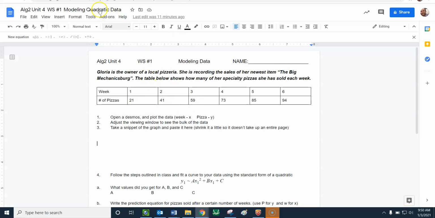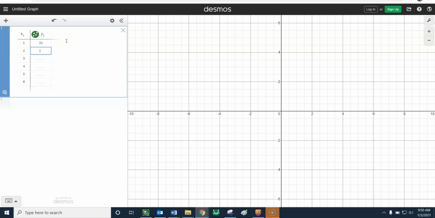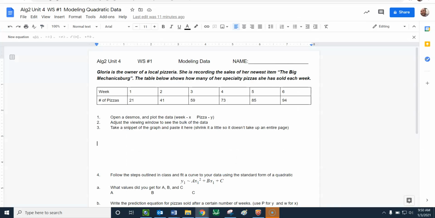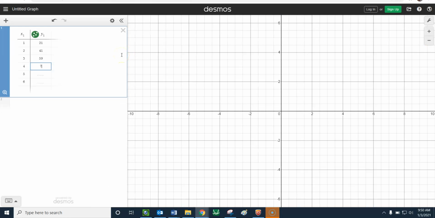Now the y's. What were those numbers? 21, 41, 59. And then the other ones were 73, 85, 94. Great. I put my dots on there, but we have a problem.